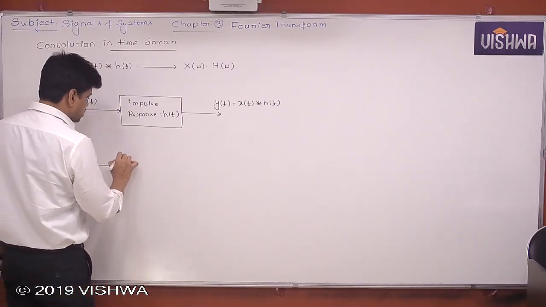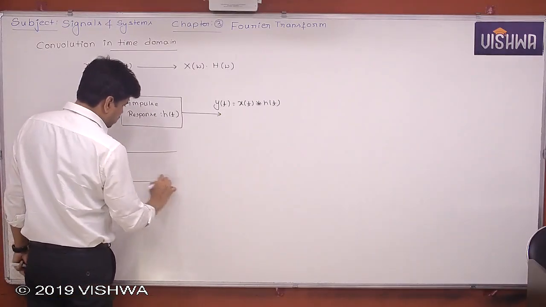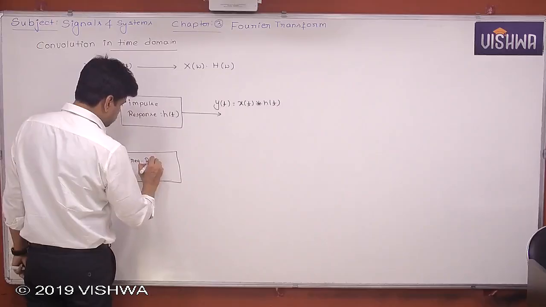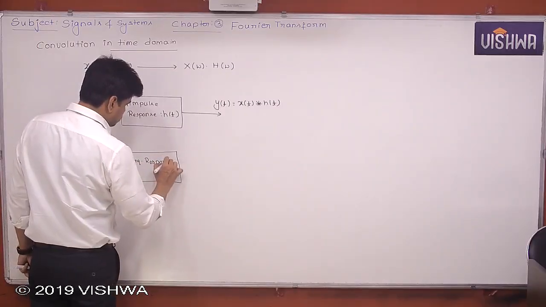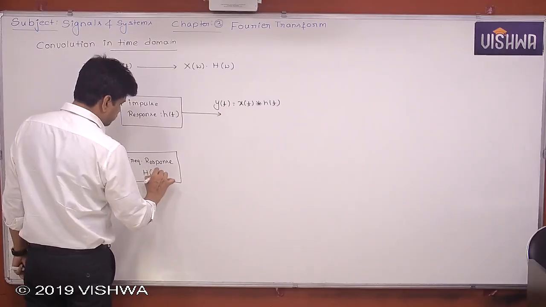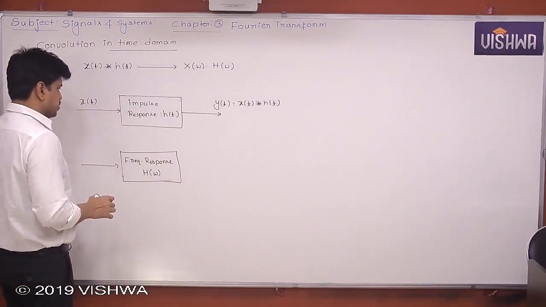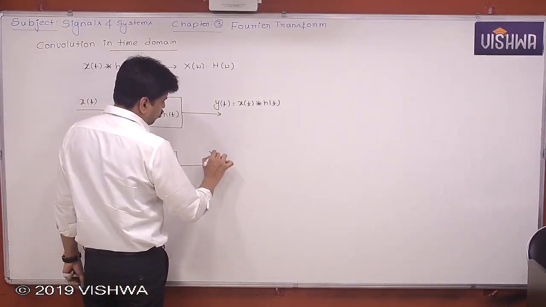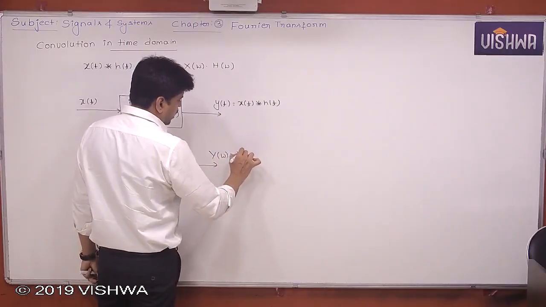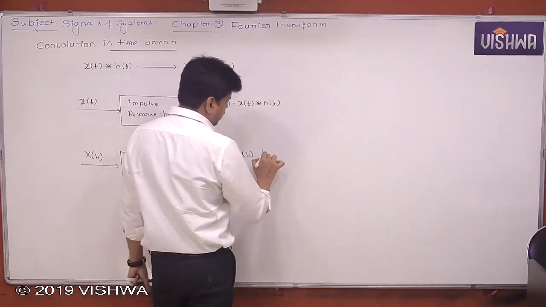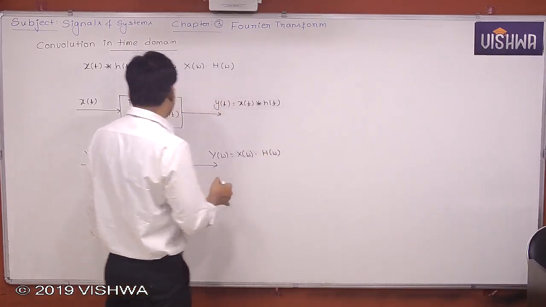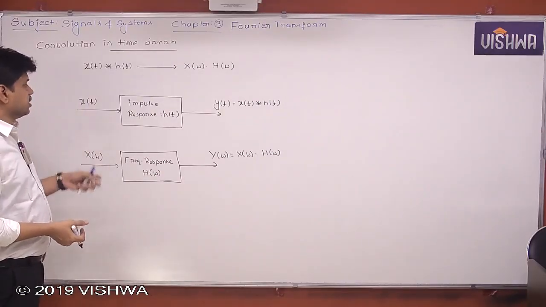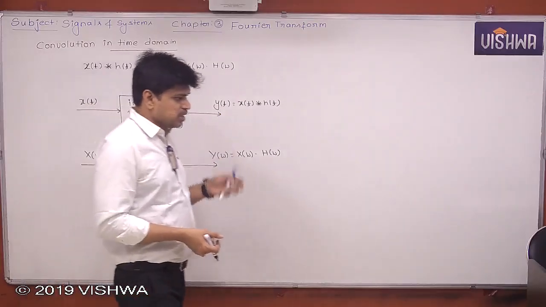Suppose the system is shown with a frequency response, that is h of omega. For h of t, this is nothing but the Fourier transform. Then x of omega is the Fourier transform. Then what is y of omega? Which is nothing but x of omega multiplied with h of omega. So remember, these systems are LTI systems. Then only we can apply the convolution. I hope you understood. So this is what we are saying in convolution in time domain. Okay, take it.